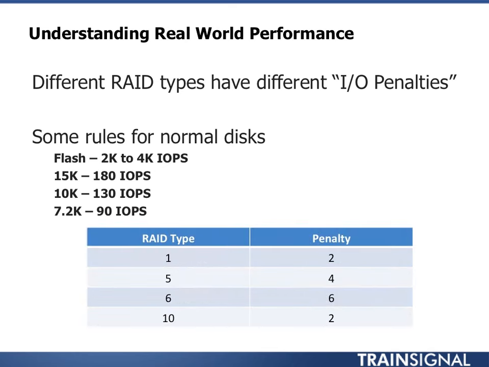And here's a RAID type and your penalty. So RAID 1 has a penalty of 2, 5 has a penalty of 4, 6 has a penalty of 6, and 10 has a penalty of 2. So you can see that definitely RAID 10, as you'll see in a minute when we work the numbers, gives you a big advantage over 5 and 6.